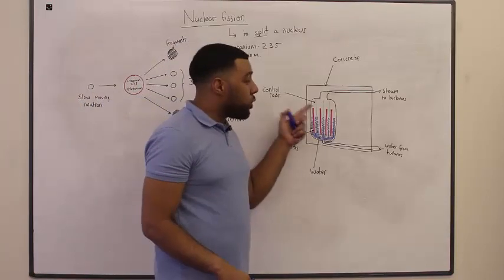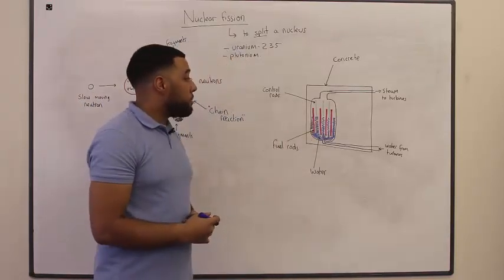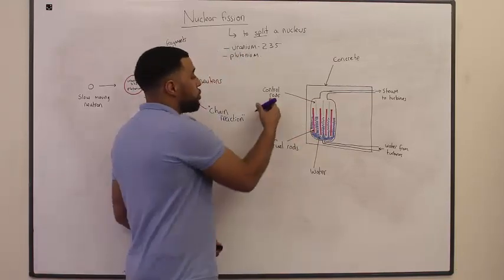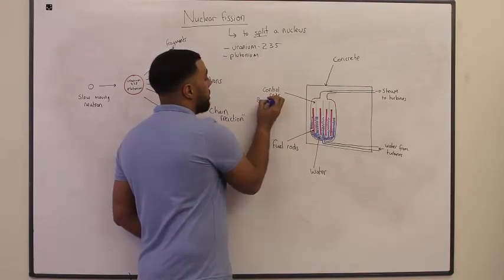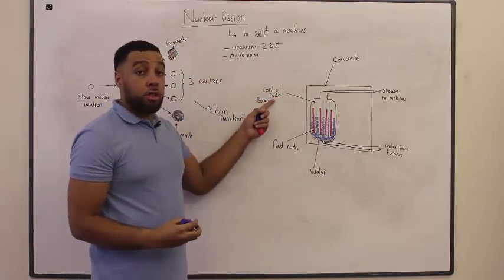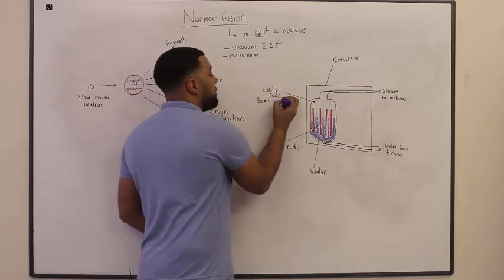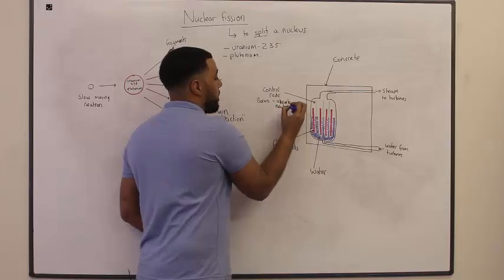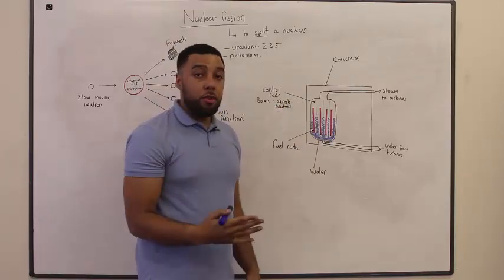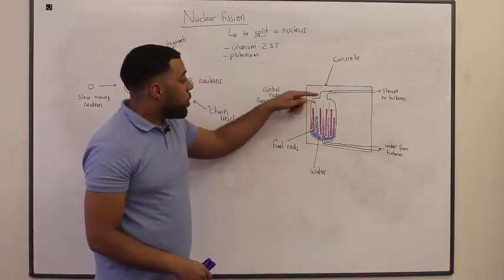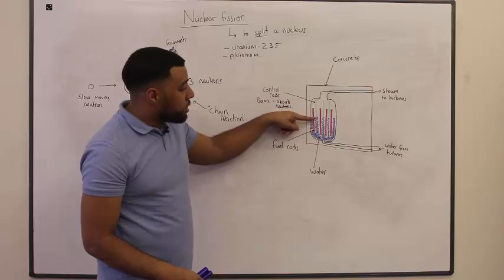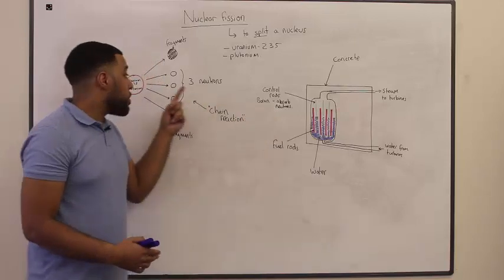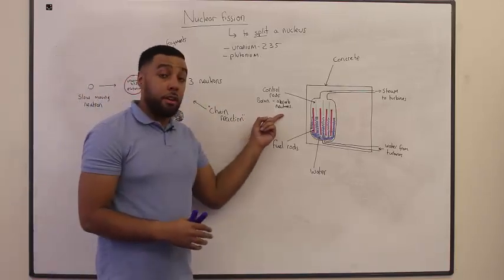Well, let's look inside of the core of our nuclear power station. We've already discussed the fuel rods, but these control rods are made of the element boron. And what the control rods are there for is to absorb neutrons. If the rate of nuclear fission is getting out of control, we can lower these control rods, which will absorb more neutrons. If we absorb more neutrons, we're going to slow down the rate of nuclear fission.